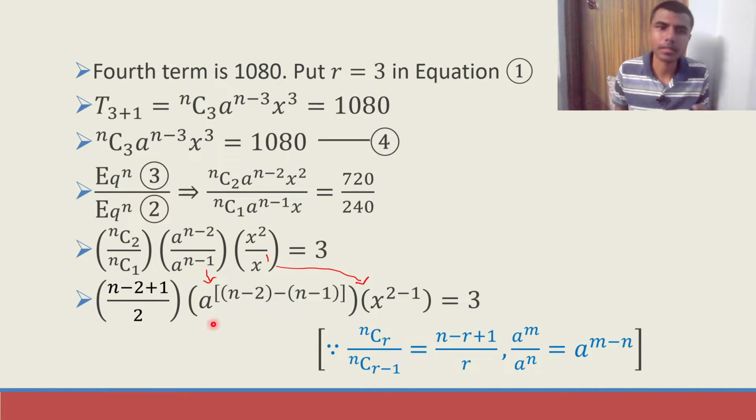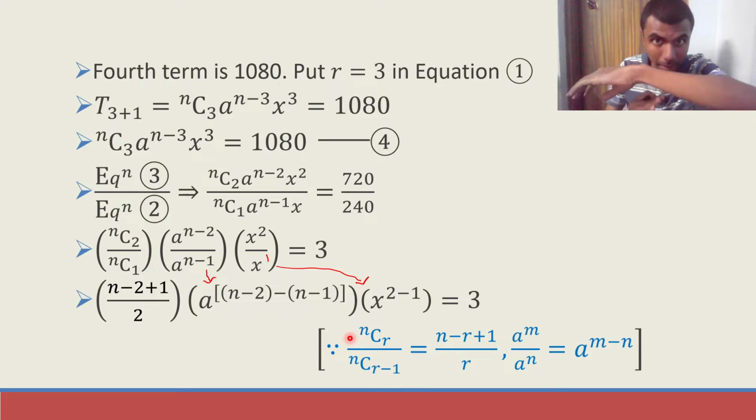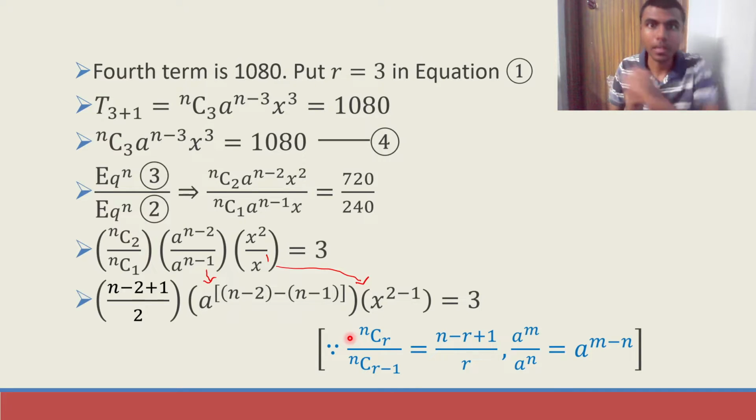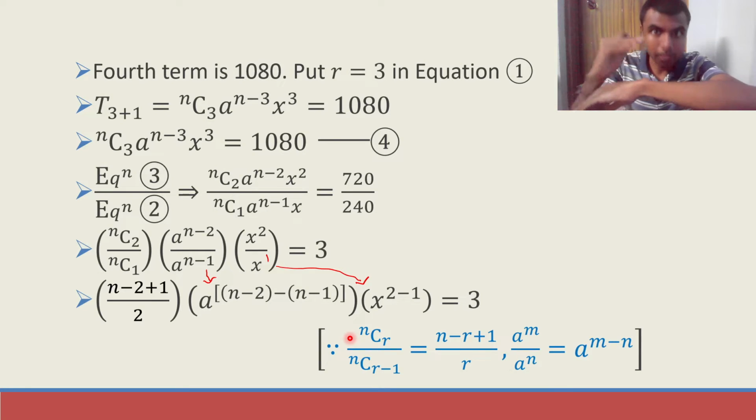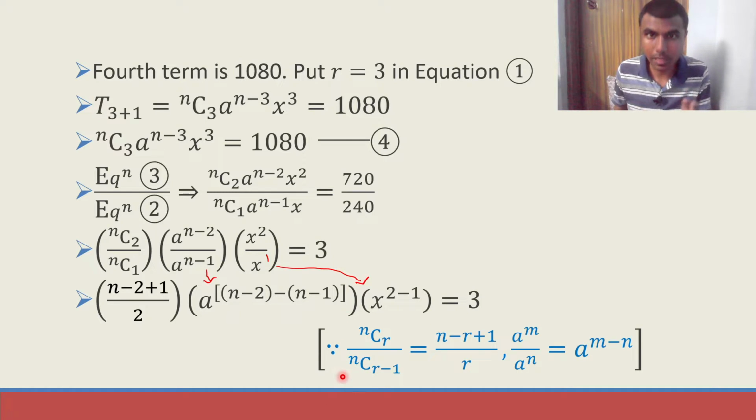Okay, now this identity: you can remember it as a formula. What is that? NCR by NCR minus 1 is nothing but n minus r plus 1 divided by r. Again, NCR by NCR minus 1 is nothing but n minus r plus 1 by r. Okay, please remember this. This one is important.